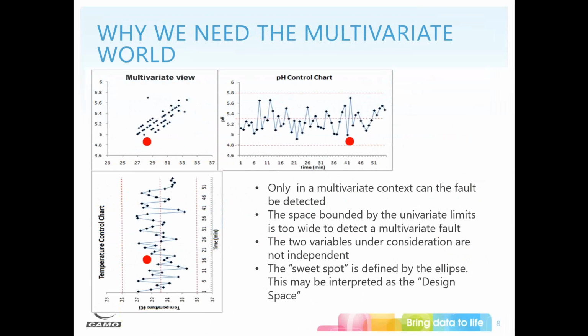So if we are able to put multivariate limits on here, we are able to see where we have that outlier sample, go back and see where it falls in our temperature and pH charts, and we can have a better understanding of what's really going on in our process and where our sweet spot, where we really want to be to have good quality control over our system actually is.